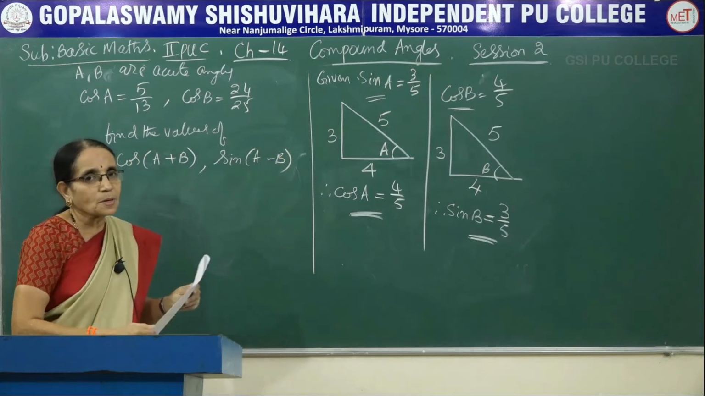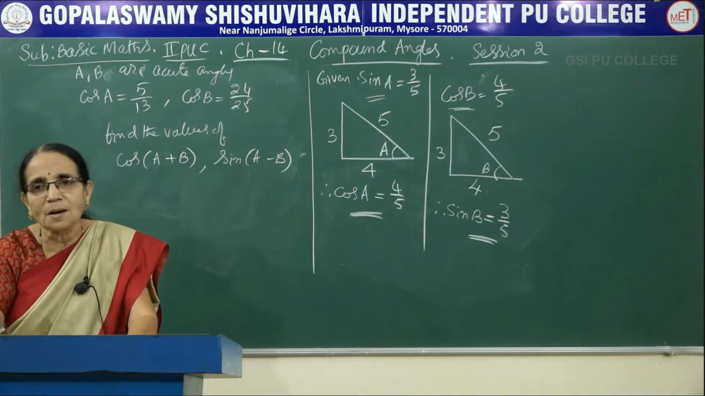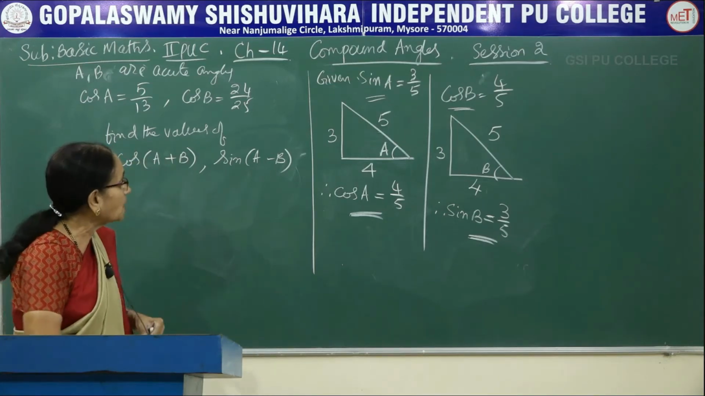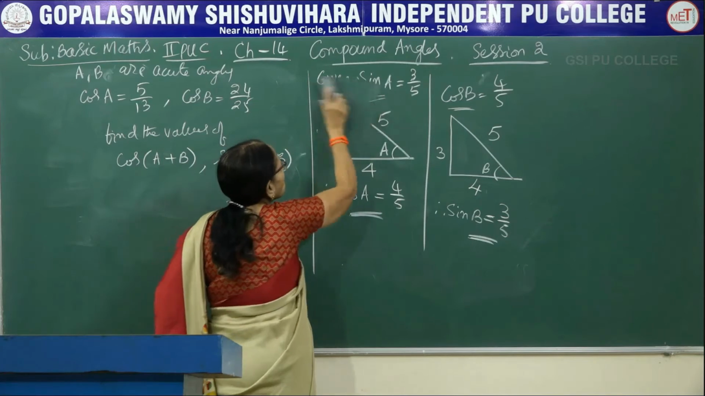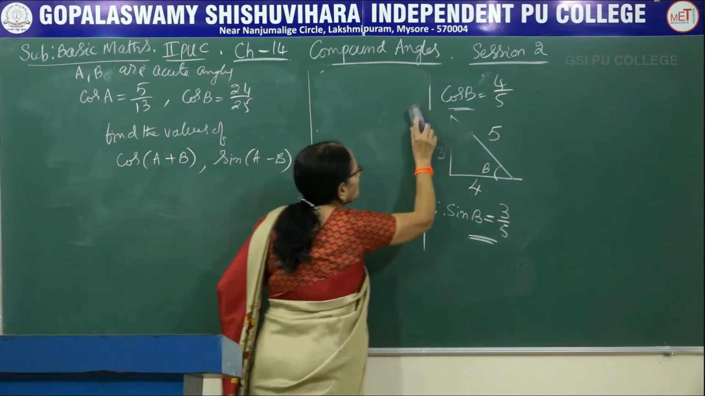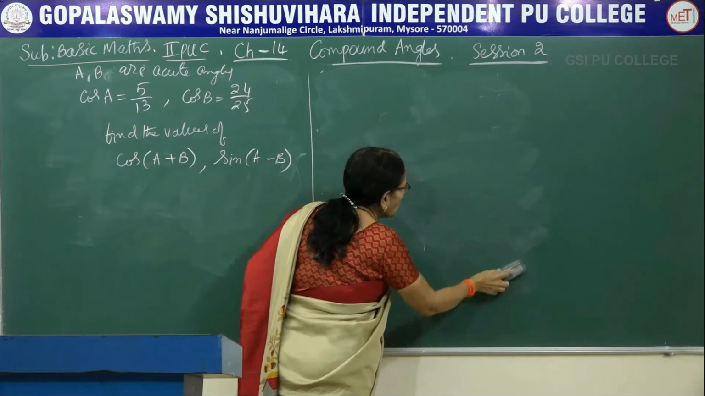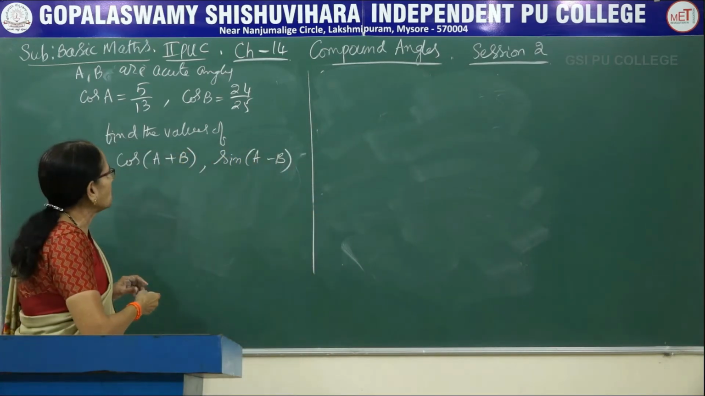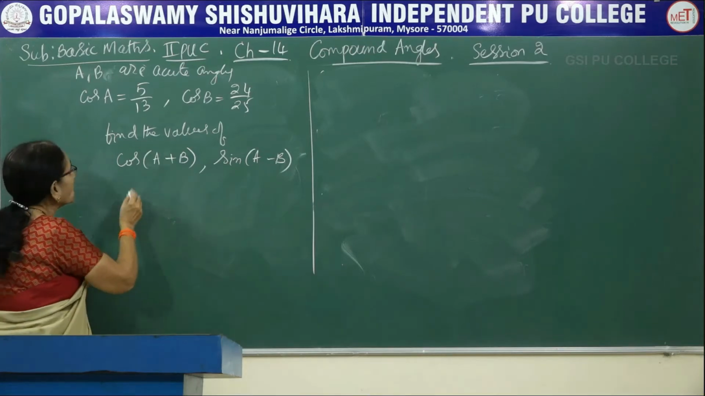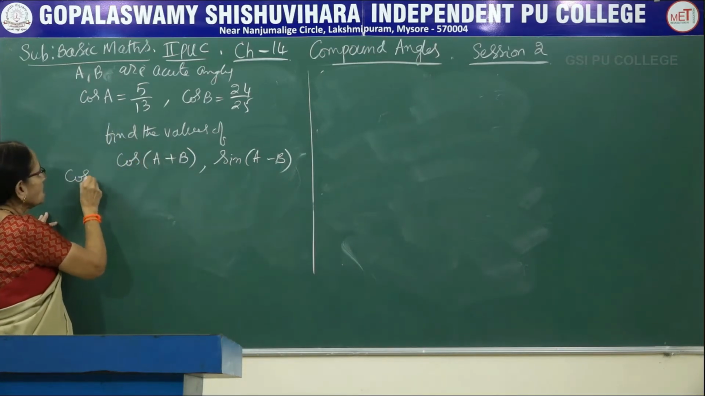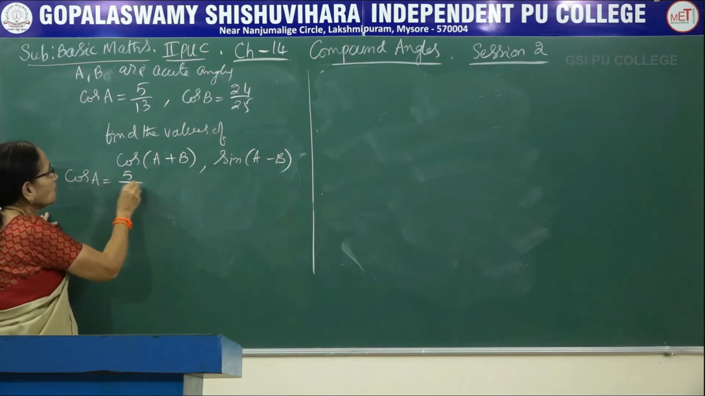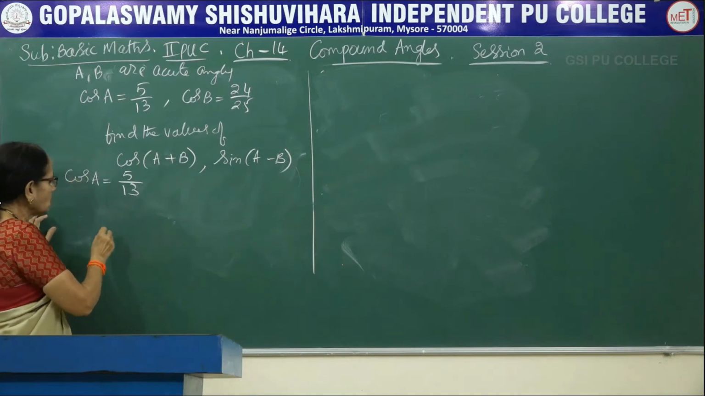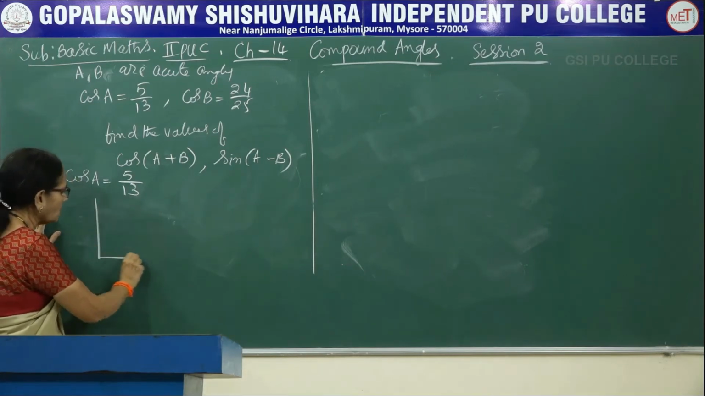In the previous problem, it was the reverse: we had sin A plus B and cos A minus B. Here we are calculating cos A plus B and sin A minus B. But whatever may be the data, the procedure is same in all these problems. There are 2 angles, so you have to draw the 2 diagrams here depending upon the values that have been given. So let me take the first one. Cos A is 5 by 13. Now draw a right angle triangle here.